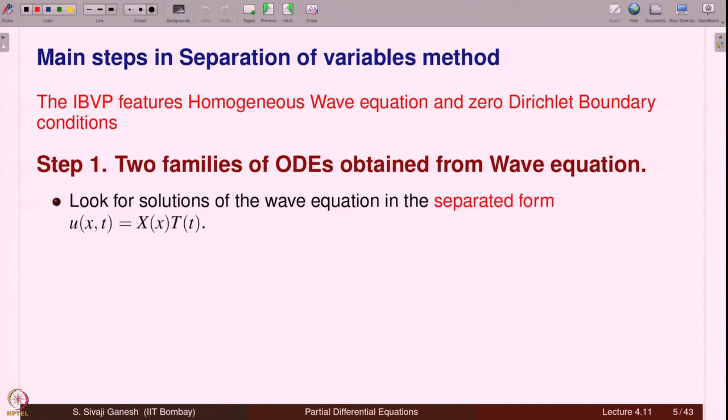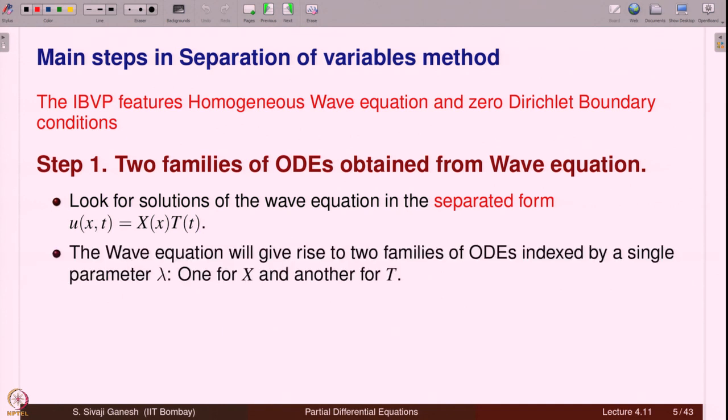Look for solutions of the wave equation in the separated form, that is u of x, t is not any arbitrary mix of x and t, but it is a product of a function of x and a function of t. Such solutions we are going to look for, they are known as solutions in the separated form. So, the wave equation will give rise to two families of ODEs indexed by a single parameter lambda, we are going to see that, one for x and one for t. Now, from solving PDEs, we are reduced to solving ODEs, which are considerably easier than the PDEs.